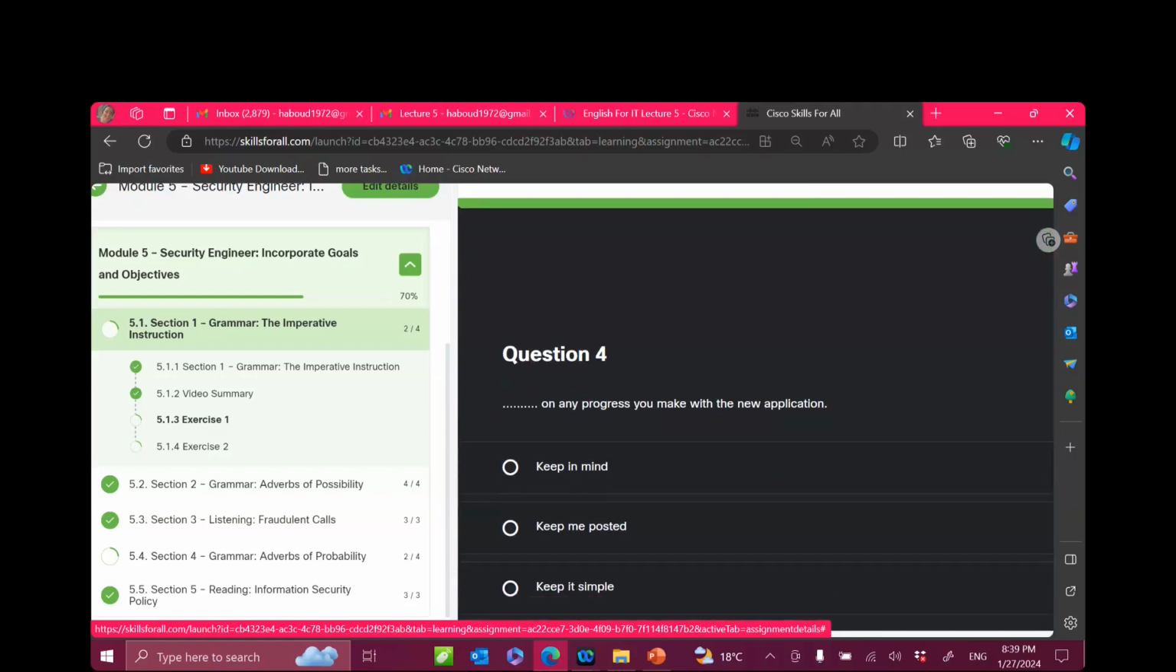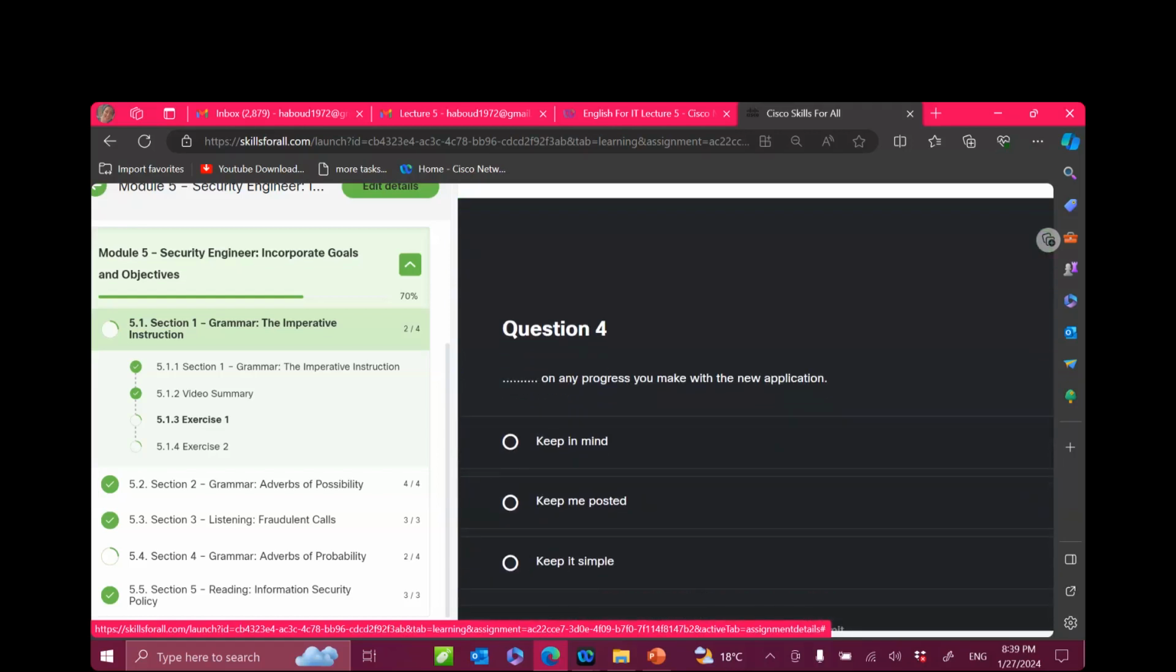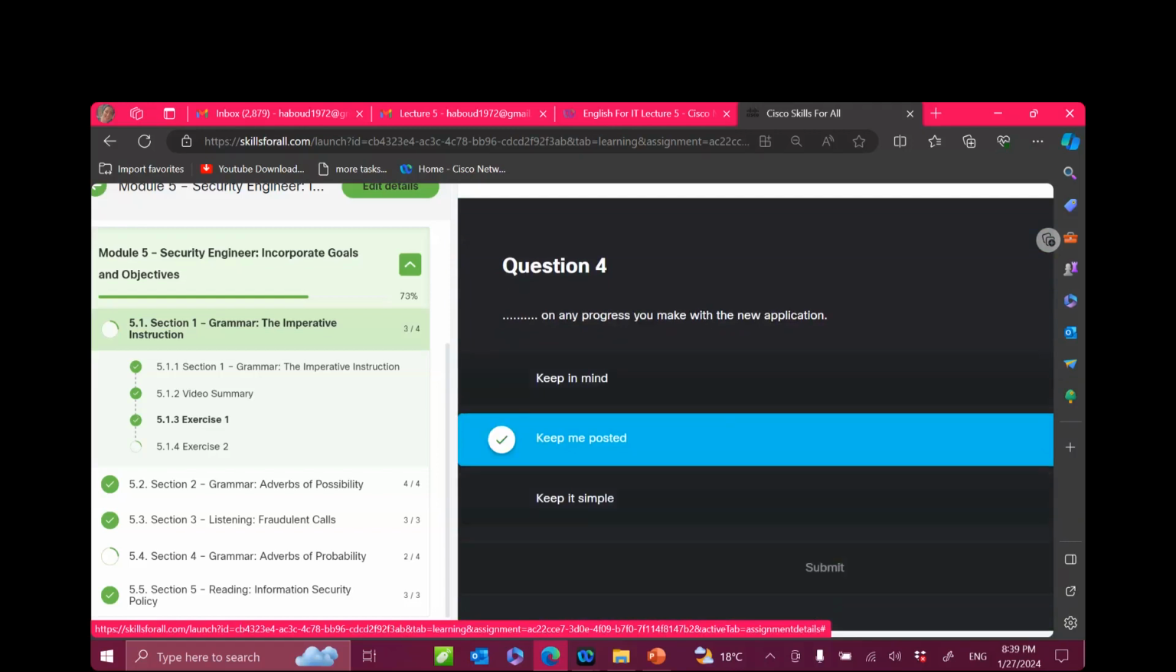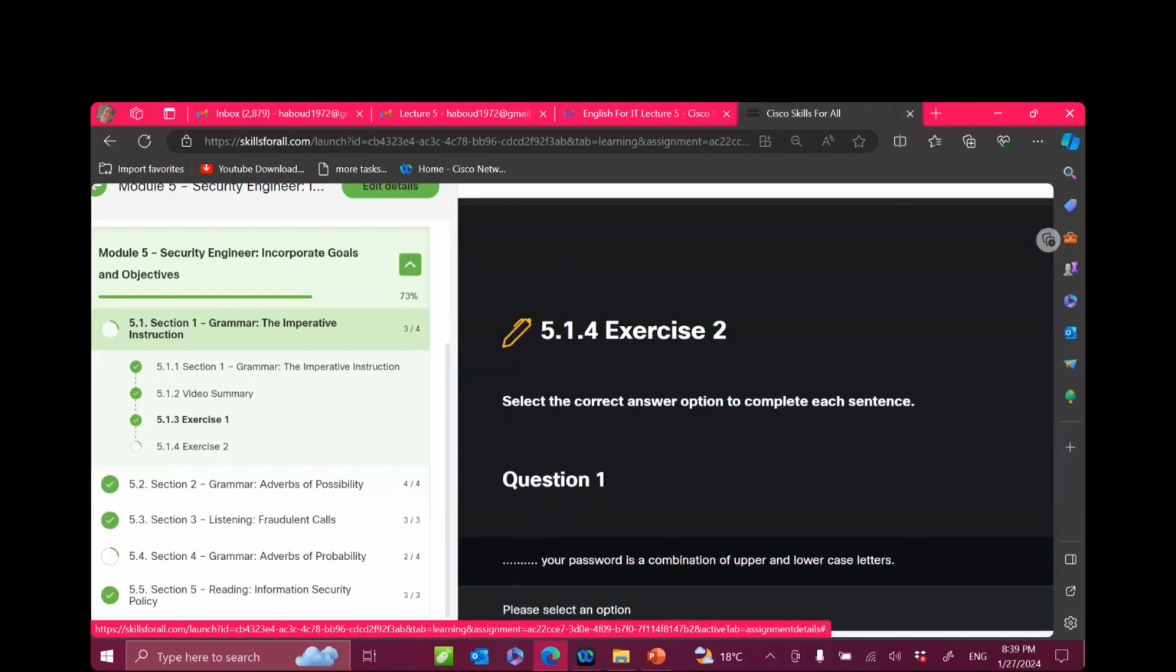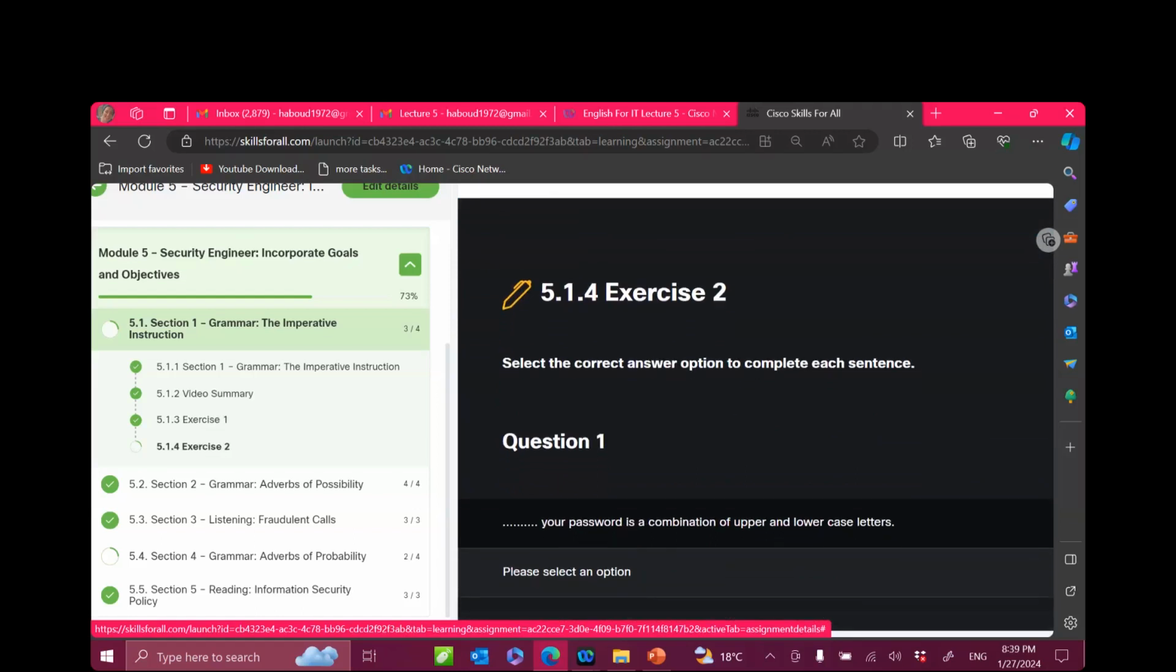Which one? On any progress you make with the new application. What do you think? شاطرين. Keep me posted, of course. Keep me posted. يعني tell me always on any progress, أي تقدم you make with the new application. Okay. Exercise 2. Select the correct answer option to complete each sentence.